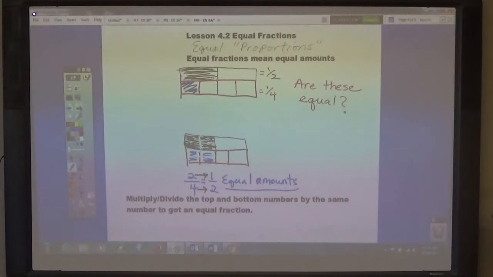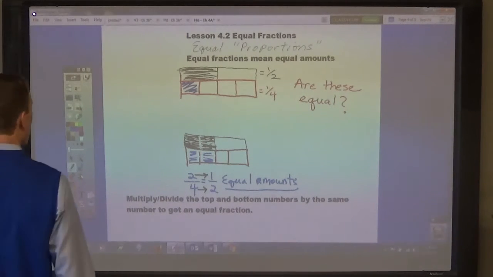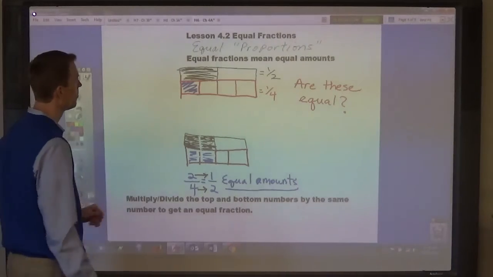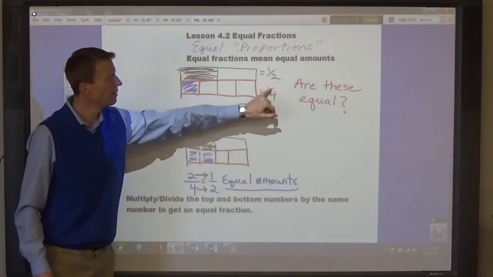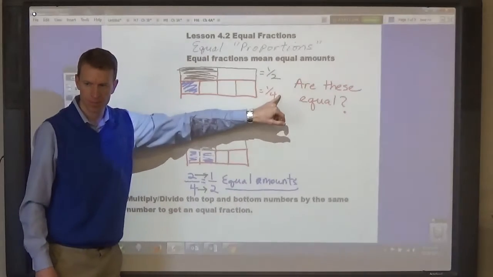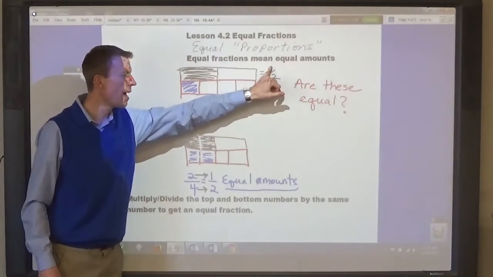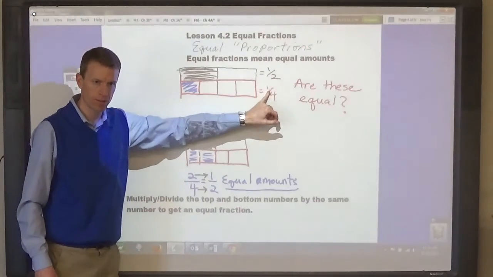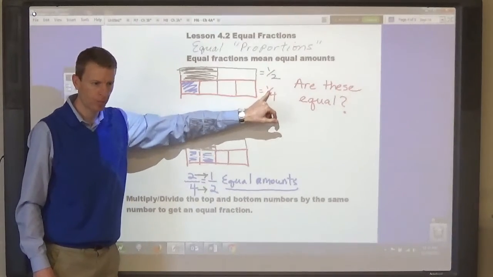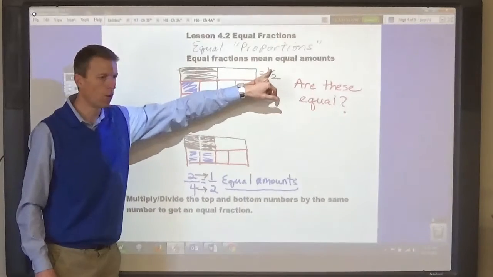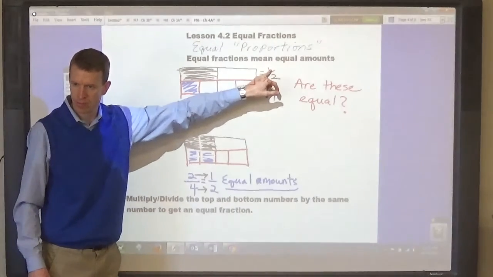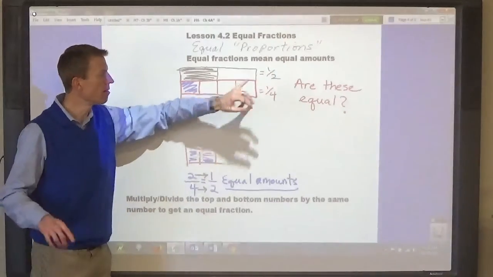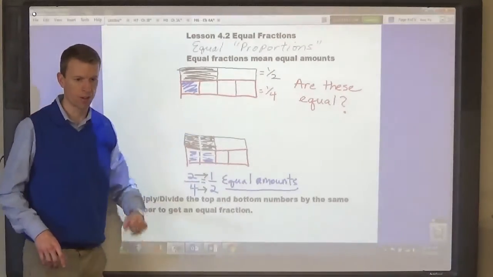All right, class, today we're going to talk about equivalent fractions, or equal fractions, okay? And so the first thing I want to talk about is, what is equal about them? So look at these two fractions, 1/2 and 1/4, okay? Both of these numbers have one part, or one piece, right? They're both ones. 1/2 and 1/4.